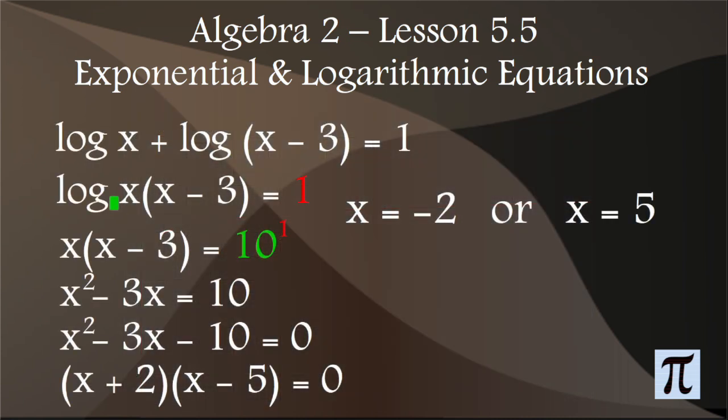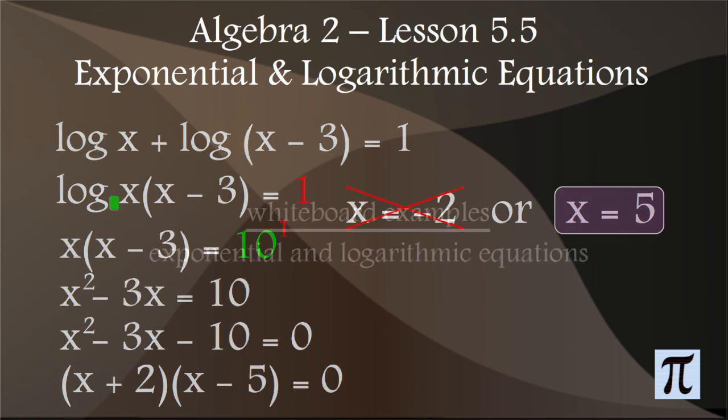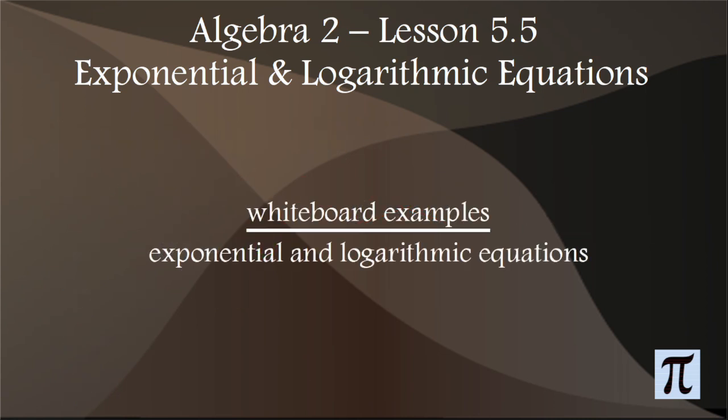So going back to our original equation, we eliminate x equals negative 2 as a possible solution. So the only solution is x is equal to 5. Let's jump over to the whiteboard and do some examples.